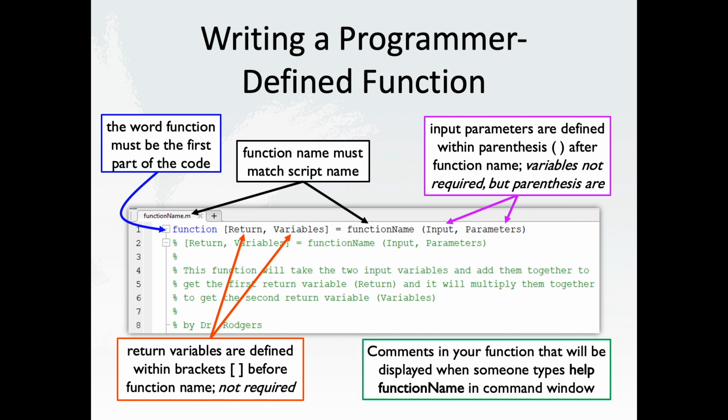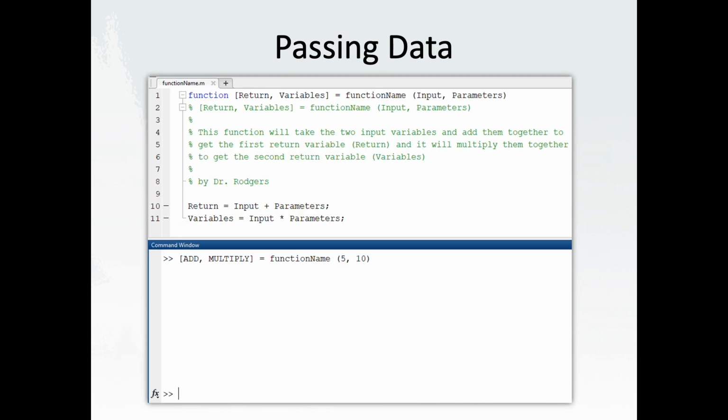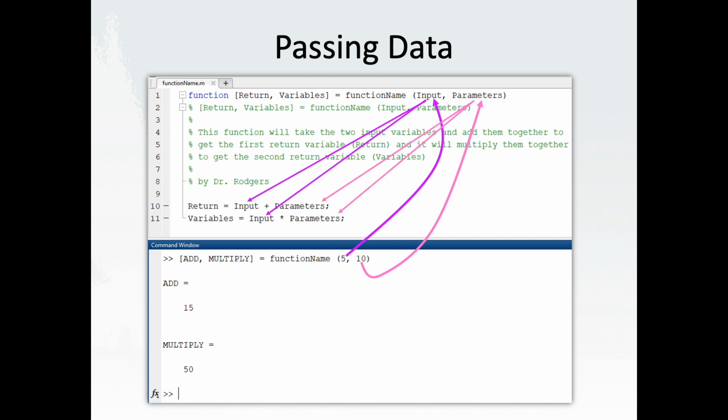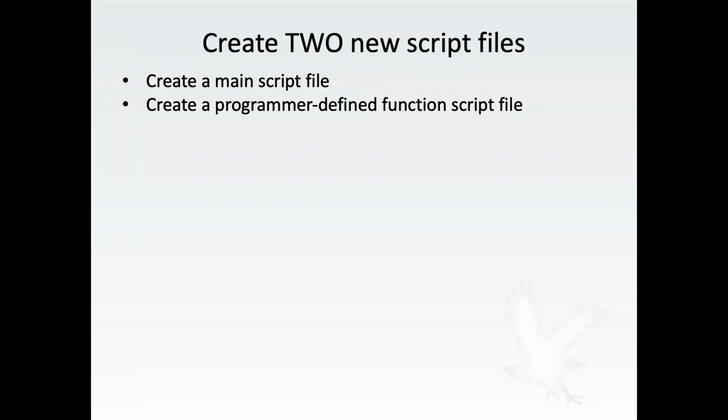At the beginning of your code, I recommend adding comments to describe the function and how to use the function, and then also credit yourself. When running a function, you need to understand how it passes the data. First, when I call a function, I give it inputs. These go into where the input parameters are. The code then runs using those input parameters and defines the return variables, and then the return variables are reported out. First, you need to create a main script file and our first programmer-defined function script file.